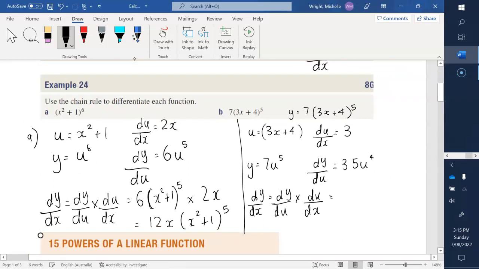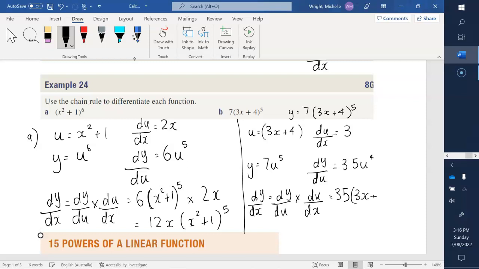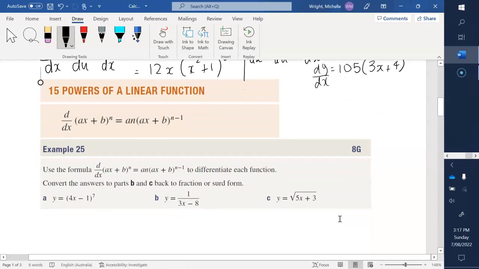Okay, so let's work out what it is. dy/dx is equal to dy/du, which we've worked out over here, 35u^4. But I'm going to replace that u back in with 3x plus 4. That's my dy/du times du/dx, which is 3. And that gives me dy/dx equal to 35 times 3, which is 105, (3x plus 4) to the 4, as my final answer for dy/dx. If you want to pop that down there to make it a little bit neater as well, that's what we've got.